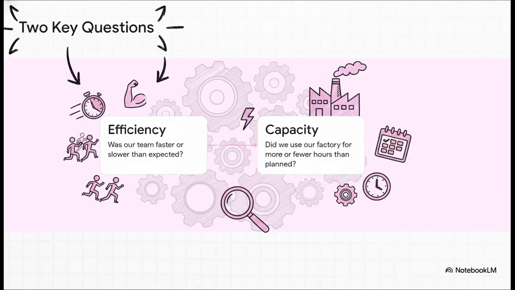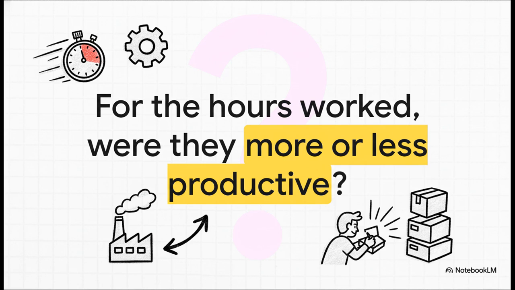So why was our production volume different? Well, it almost always boils down to two things. First, were we efficient? Did our team work faster or slower than the standard? And second, did we use our capacity? Did we actually run the factory for as many hours as we planned to? Let's break those down.